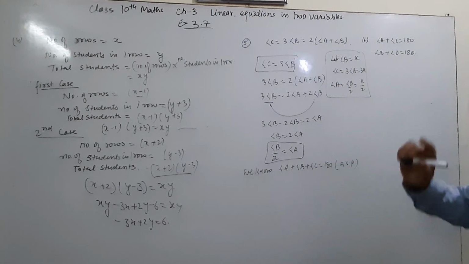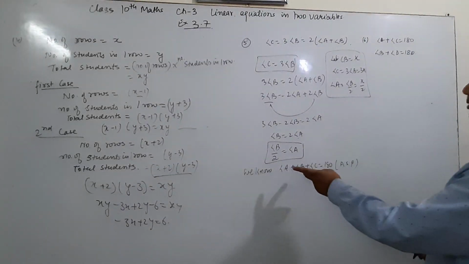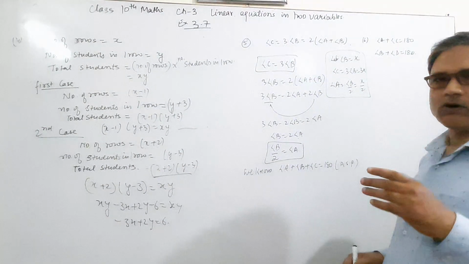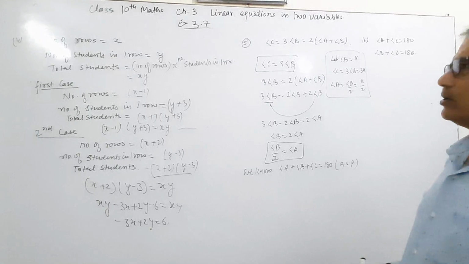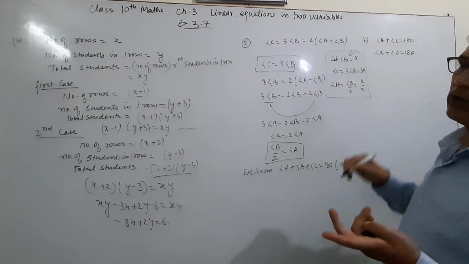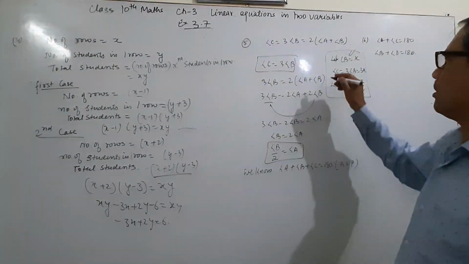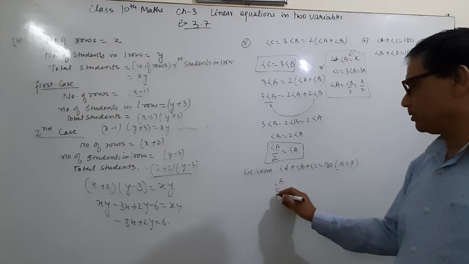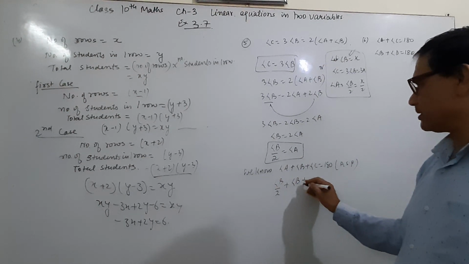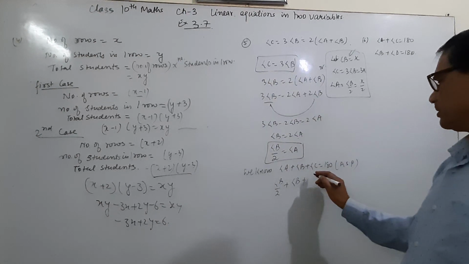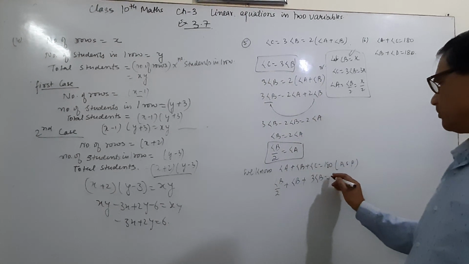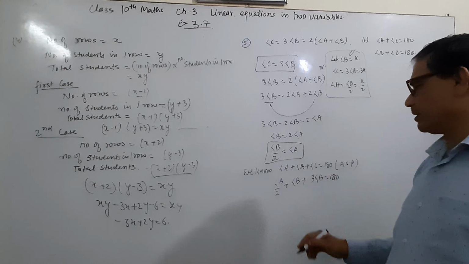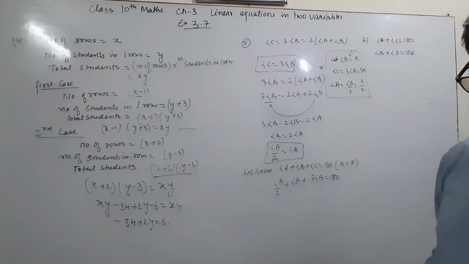Or you can do it directly. Either you let B be x, or you can do directly. This depends on you. If you want to solve this way, you can do it. Is it clear? Now angle A is equal to angle B upon 2. Angle B is the same. Angle C is equal to thrice of angle B. Thrice of angle B is equal to 180. And now taking LCM. What is your LCM?